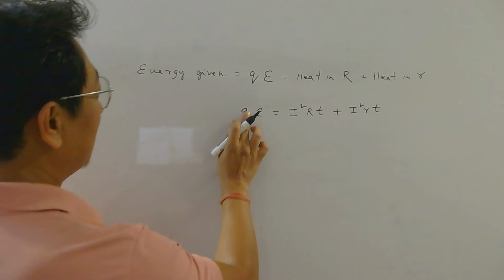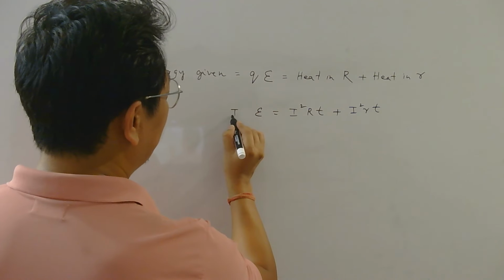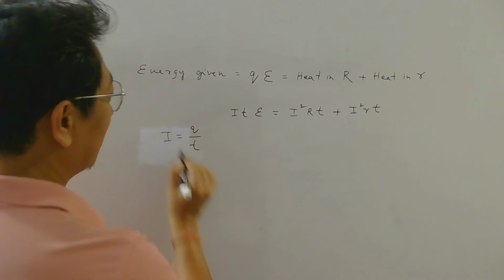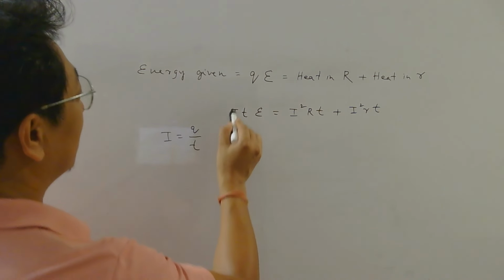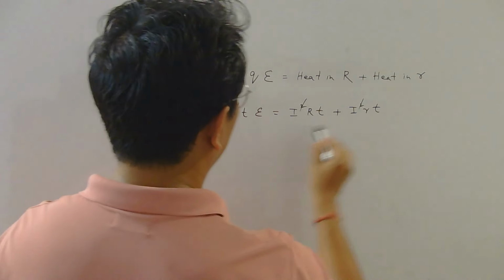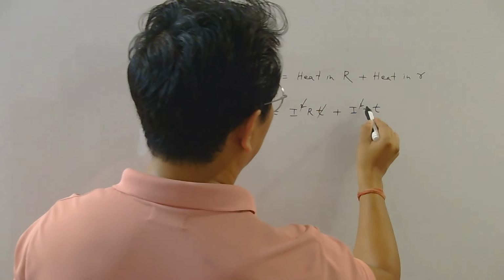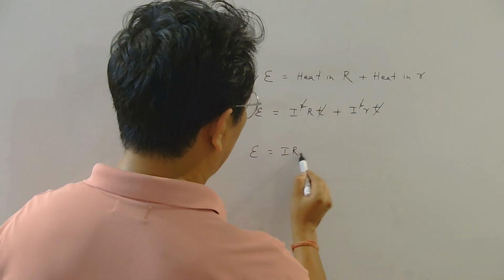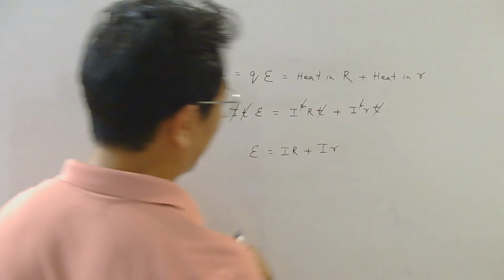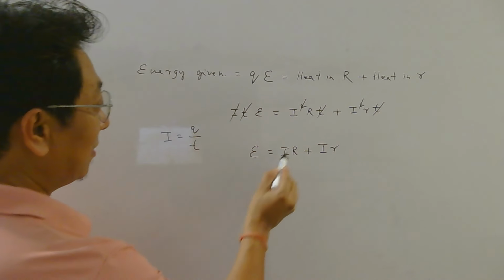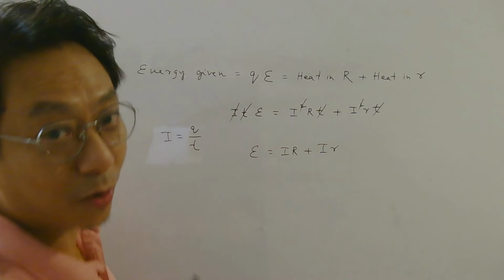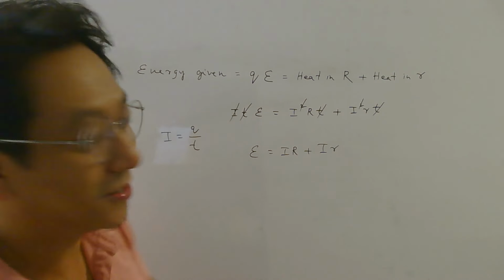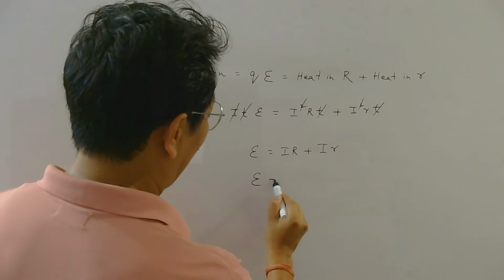Now Q itself can be written as I into T because I equals Q by T, right? If you cross multiply, Q will be IT. So one I will cancel and one T will cancel. So you will get E equals I into R plus I into small r. And this quantity is also called the potential difference across the wire, the external resistance. So we can write this as V.